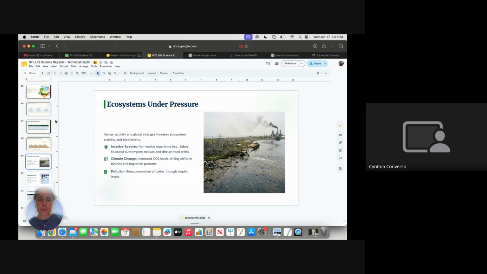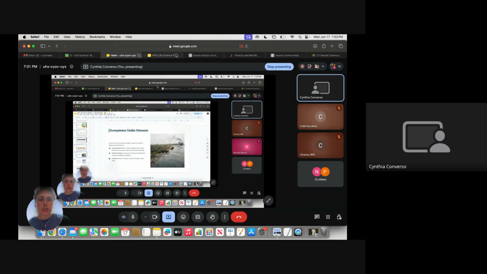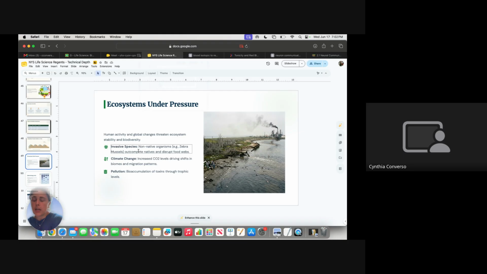Human impact, right? So I'm just going to keep going here. Go straight to the end. Human impact is what we finished off on, ecosystems under pressure, right? So there are certain things that we have contributed negatively as the human species to ecosystems. For example, introduction of invasive species, right? So this is putting a species of, say, bug or plant into a place where they weren't native to.